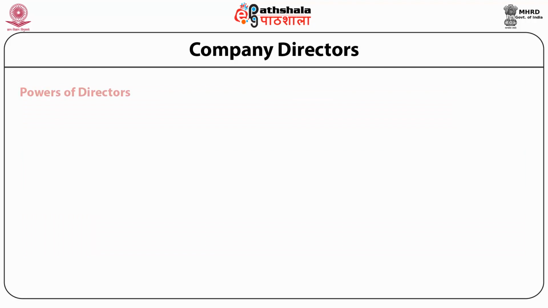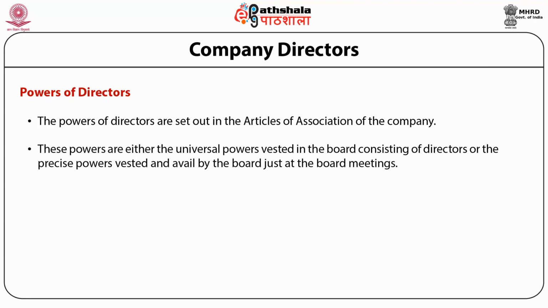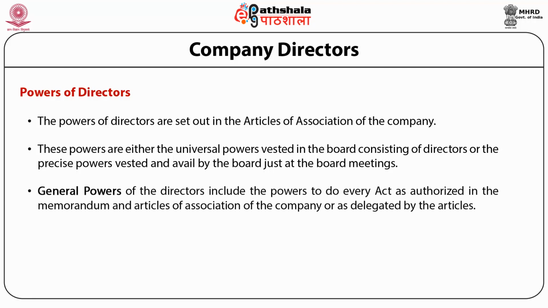Now we'll discuss the powers of directors. The powers of directors are set out in the articles of association of the company. These powers are either the general powers vested in the board consisting of directors or the specific powers vested in and exercised by the board only at the board meeting. General powers of directors include the powers to do every act as authorized in the memorandum and articles of association of the company or as delegated by the articles.